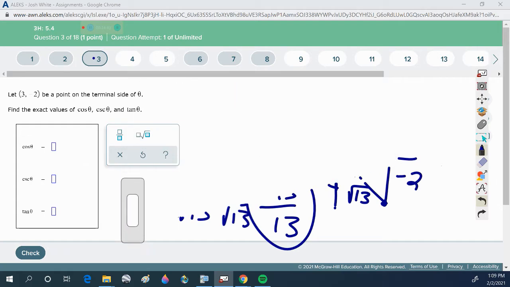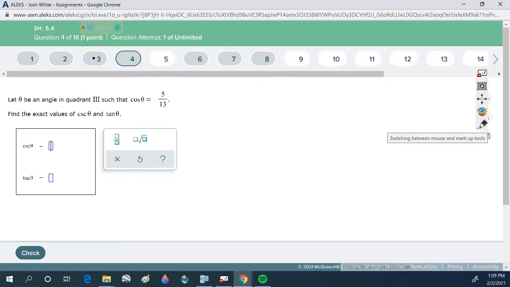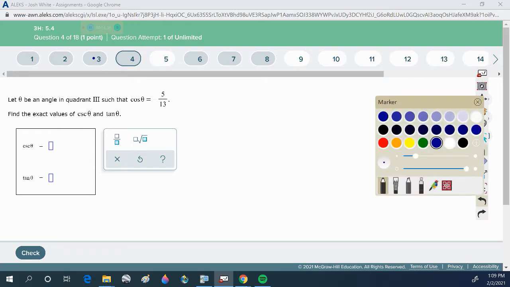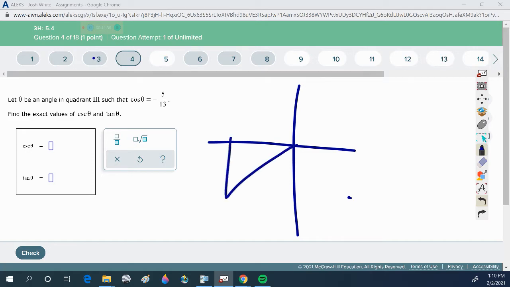Okay, so that one's a pretty easy type. Let's look at number 4. It tells us we are in quadrant 3. So I draw a reference triangle in quadrant 3. The cosine is -5 over 13. What are the values of the cosecant and the tangent of that same triangle? Well, the cosine is a over h.